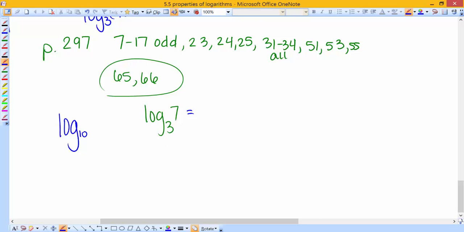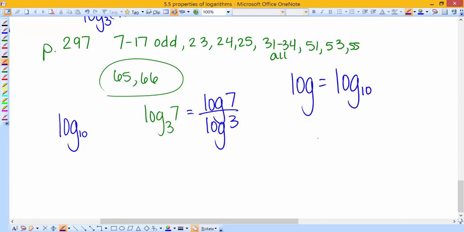The change of base formula becomes the log of 7, that's the main part of your log, over the log of your base. Now you can use your calculator. When I don't have a base, a log is the same as log base 10. It's an invisible 10 there. My students from last year, you better remember that. Now you can use your calculator.